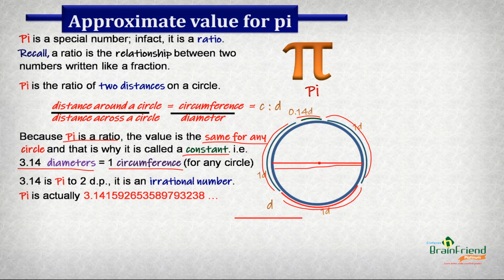So the relationship C over D is the value of pi. I mean, when we measure the circumference of a circle and write down its value as C and divide it by the value of the diameter, we would have a very long extending decimal number, like the one here. This is the value of pi. From this, you can see that pi is an irrational number.